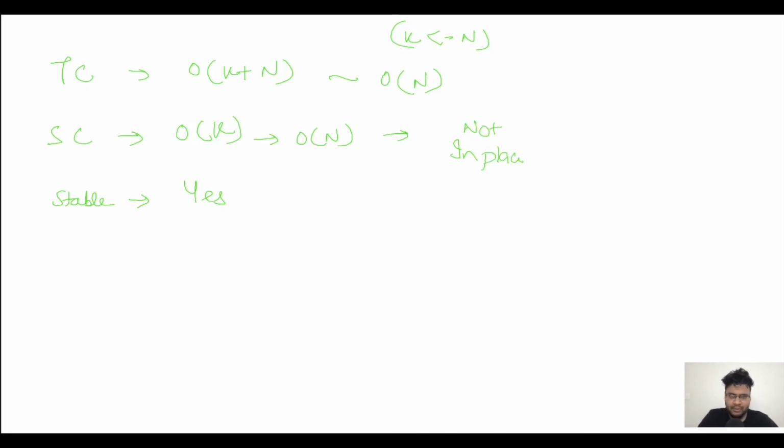I have a question for you before we leave this video. The question is, how can we apply counting sort for negative numbers? Just think about it. If you get the answer, you can start with the next video. In the next video, we'll start with other non-comparison based sorting algorithms. Thank you.